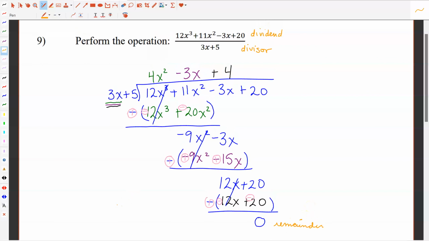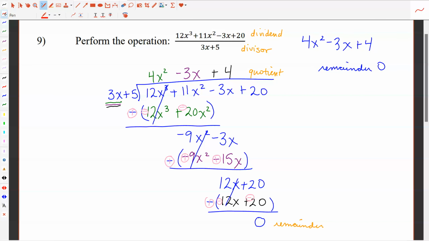So we have found then for this problem that the answer is 4x squared minus 3x plus 4. That's my quotient. And then my remainder, just to kind of keep track of it, is 0.